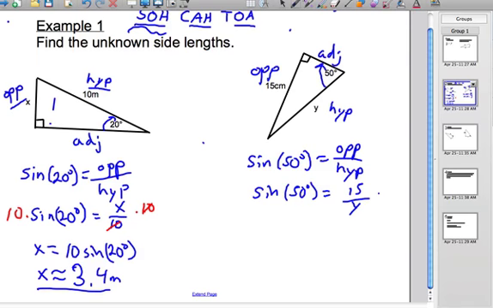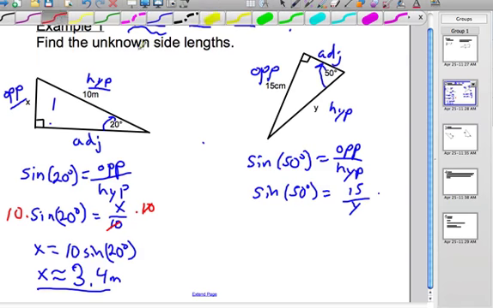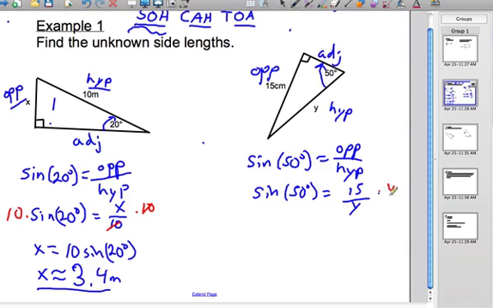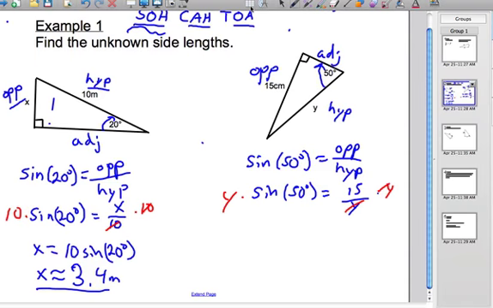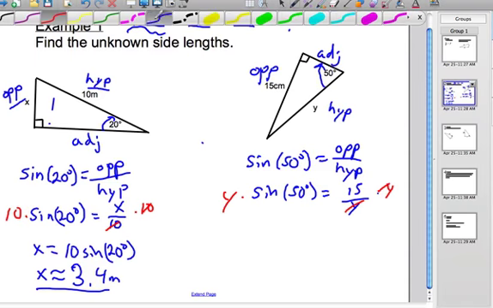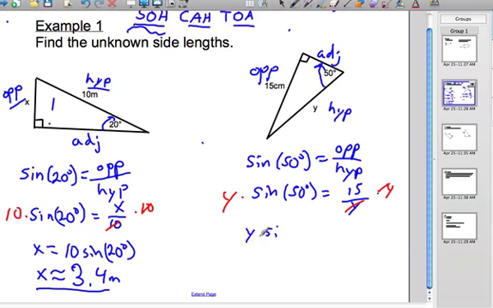We can solve for y in two steps. Let's multiply both sides by y first, and then we get y sine 50 degrees equals 15. To solve for y, we're going to divide both sides by sine 50. Remember, sine 50 is just a number, so we can divide both sides by sine 50.